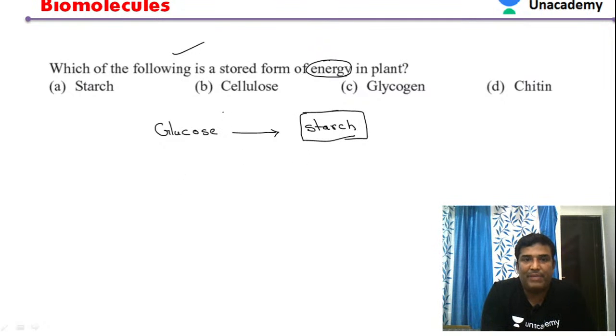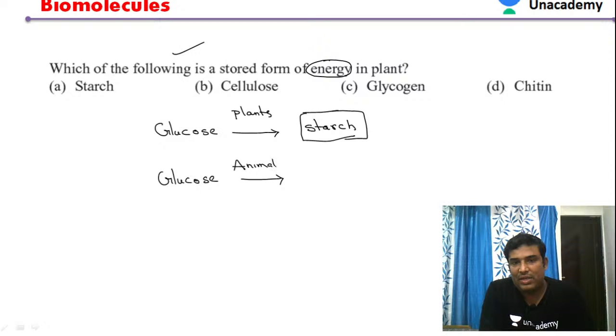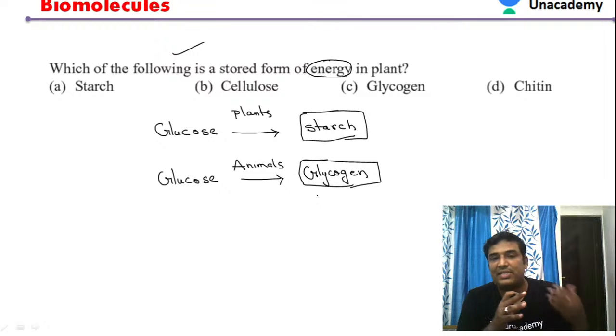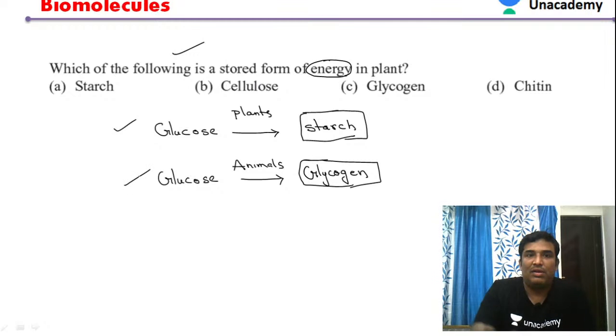Now this is in the case of plants. If it is in the case of animals, the excess amount of glucose is stored in the form of glycogen. So excess glucose synthesized by plants is stored as starch, whereas excess glucose synthesized by animals is stored as glycogen. Remember this, students. Finally, for the given question, which of the following is the stored form of energy, starch is the right answer.